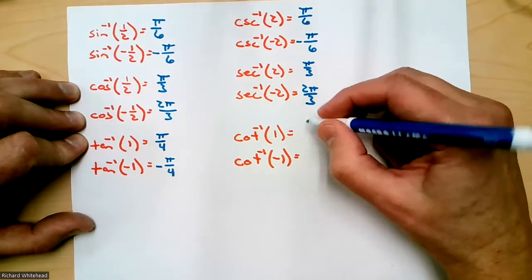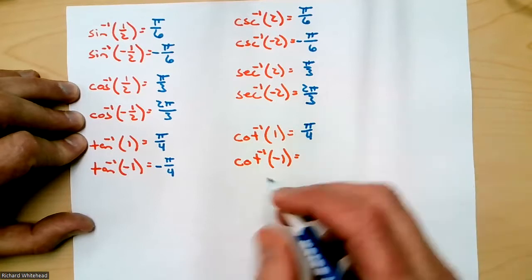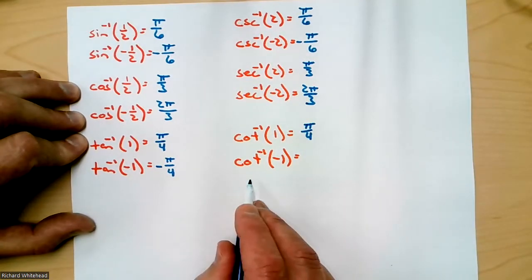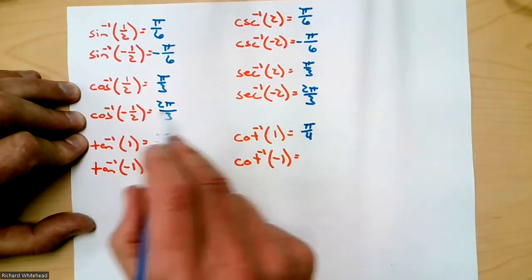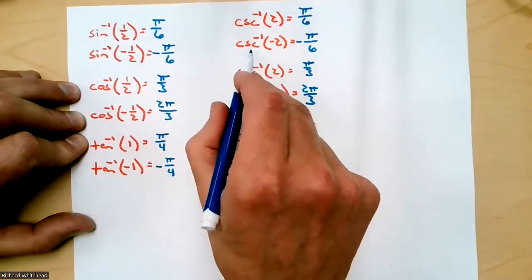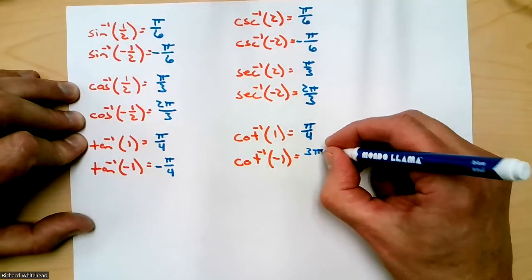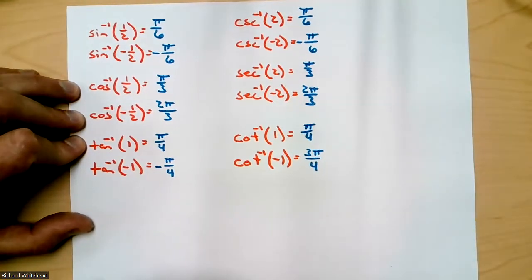Cotan of 1, oh, that's easy. That's pi over 4. Cotan of negative 1, and like I said, cotan messes some people up because you kind of think it's supposed to be the same as tangent, kind of like secant and cosine are the same, cosecant and sine are the same. Tan and cotan are not the same. Cotan goes into the second quadrant. This is going to be an issue when we do calculator problems.